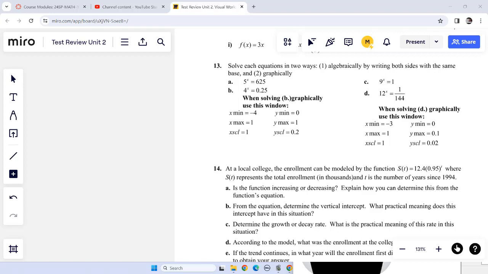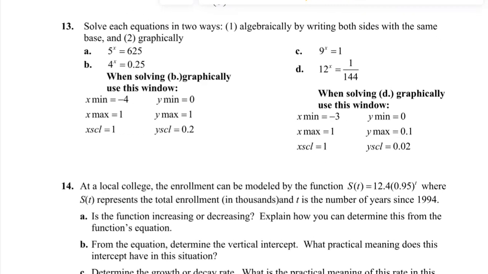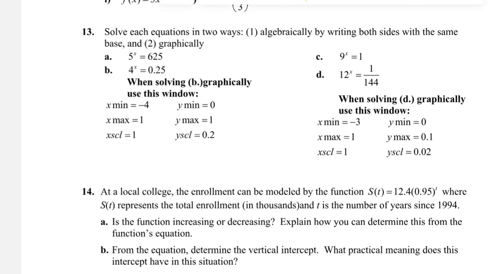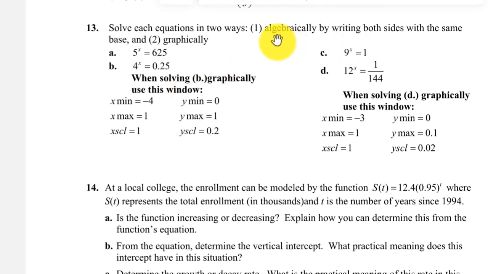Hello, class. In this video, I'm going to continue to answer Test 2 review questions for Math 145. I'd like to start on question number 13. It looks like there's a 13A, B, C, and D. I'm only going to answer question 13A and 13B. All of the problems are solved in a similar fashion. It wants us to solve the equations for x algebraically and graphically.